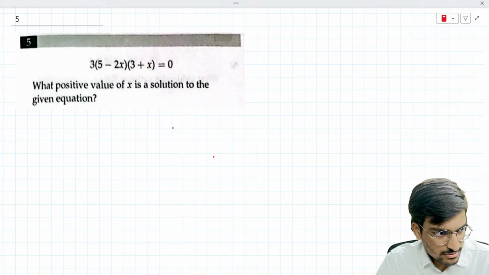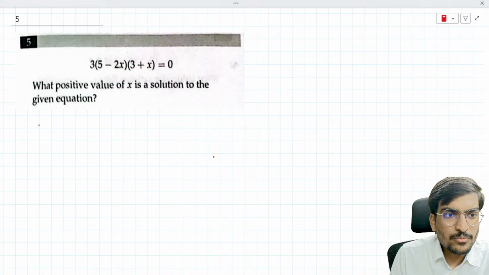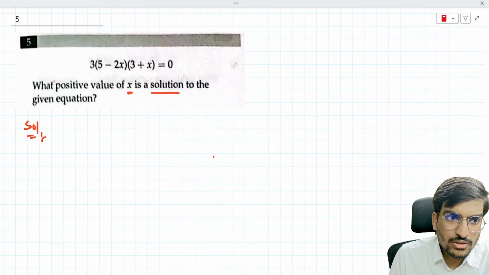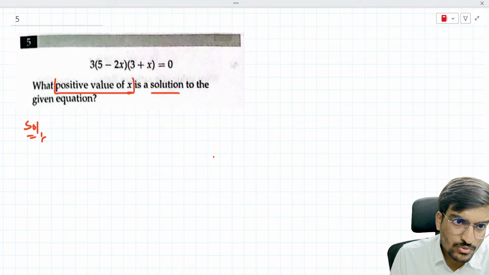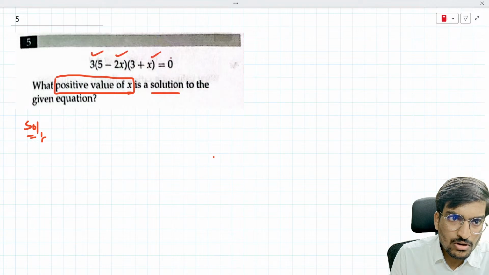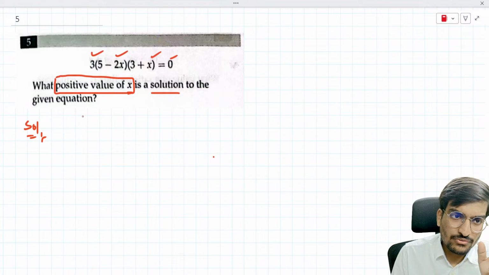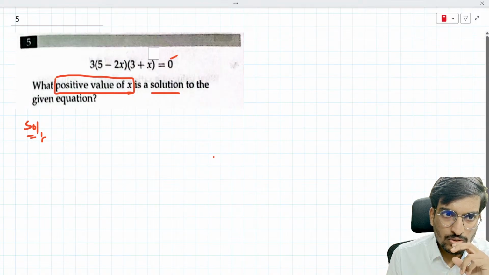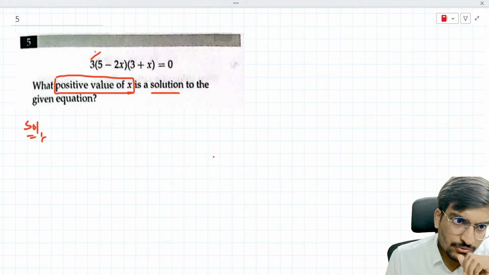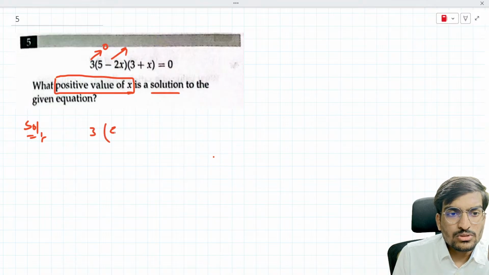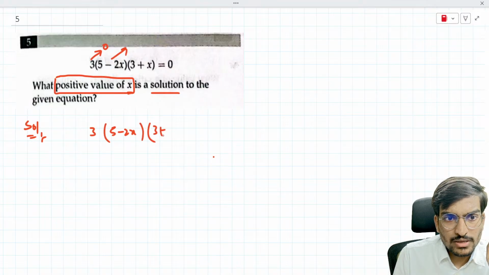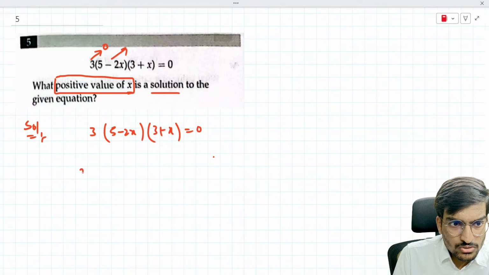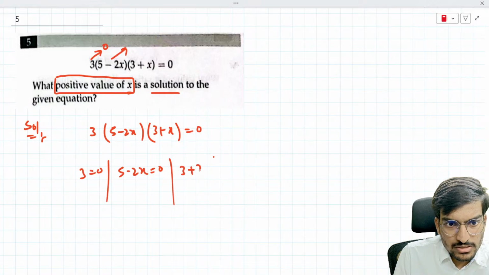And what positive value of x is a solution to the given equation? They're asking us to find the positive value of x. So these all are equal to 0. It's already factorized. If you equate this, 5 minus 2x times 3 plus x equals 0. So 3 equals 0, 5 minus 2x equals 0, 3 plus x equals 0.